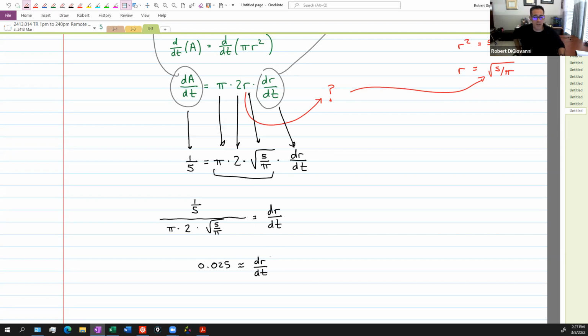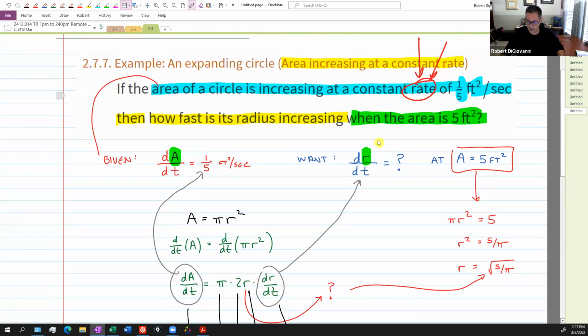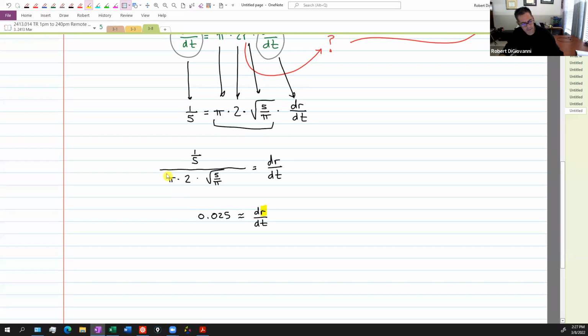What are my units? What is the unit of this? The radius is measured in feet, right? It was feet in this problem. Yeah, feet, okay. So it'll be feet here. This will be feet per, and then time was measured in seconds, so seconds. Questions?